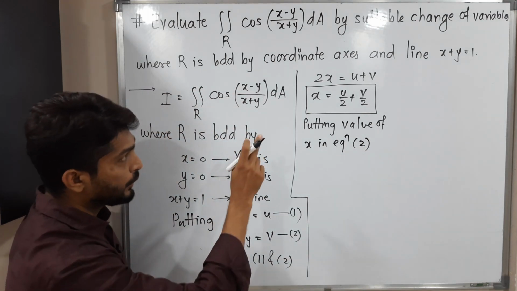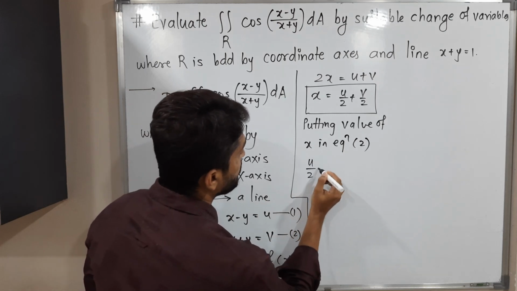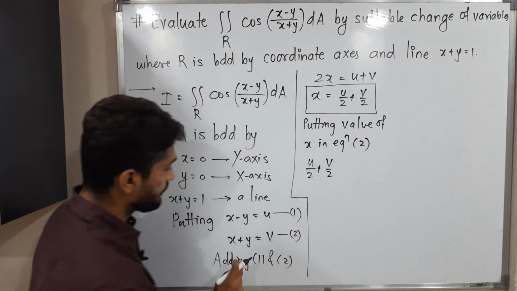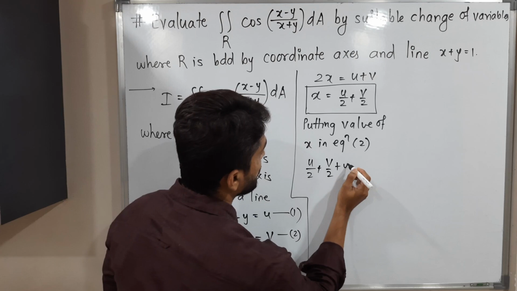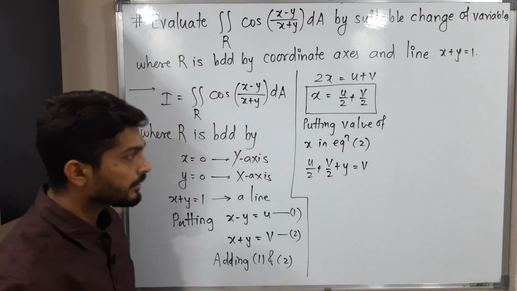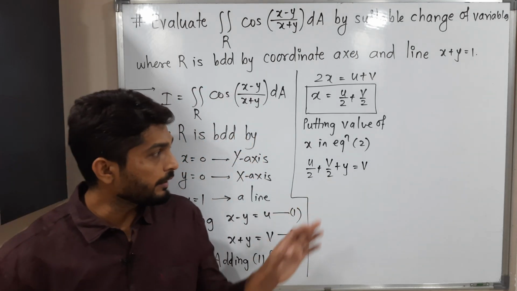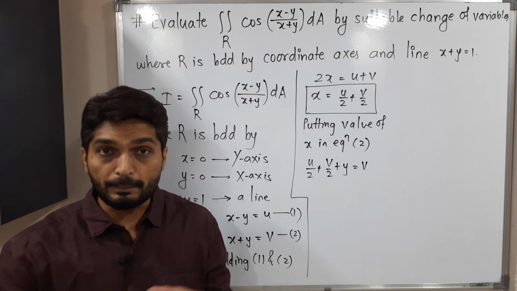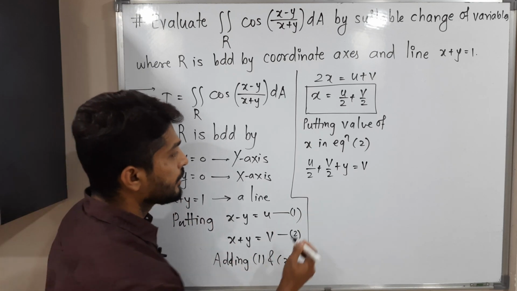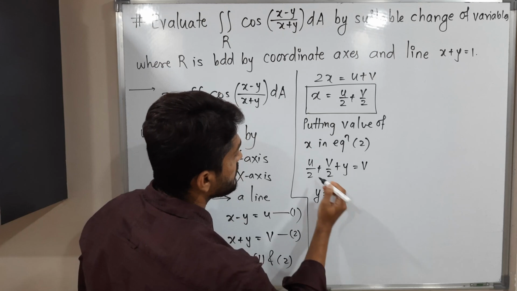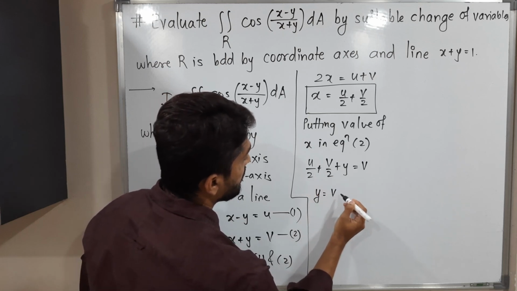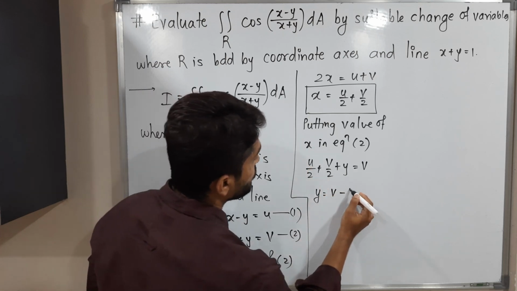Here I am going to put x is equal to u by 2 plus v by 2. Y as it is equal to v. So y as it is, I am going to find the value of y. So let us shift all remaining terms to that side. So y is equal to v minus u by 2.